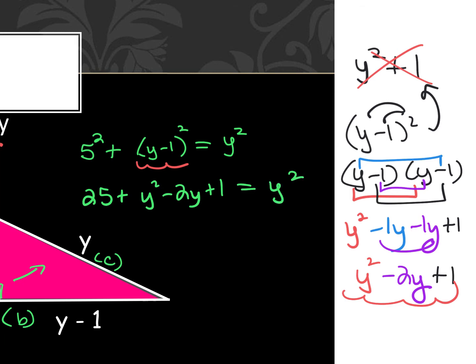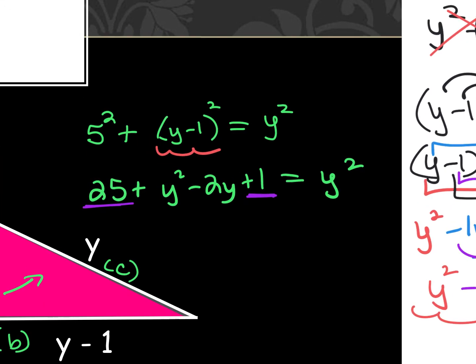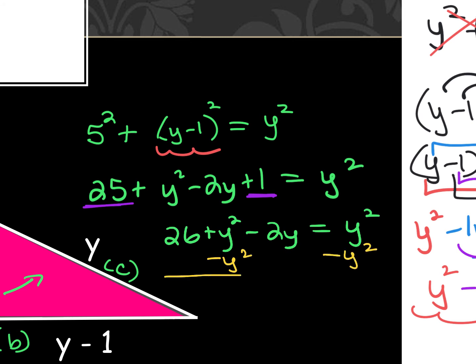I now need to start combining my like terms. I can combine the 25 and the 1 because they're on the same side of the equal sign. So I'm going to get 26 plus y squared minus 2y equals y squared. I'm now going to try to group my y squareds together. So I'm going to subtract y squared. And notice when I subtract it, it actually cancels on both sides. So now I'm left with 26 minus 2y equals 0.